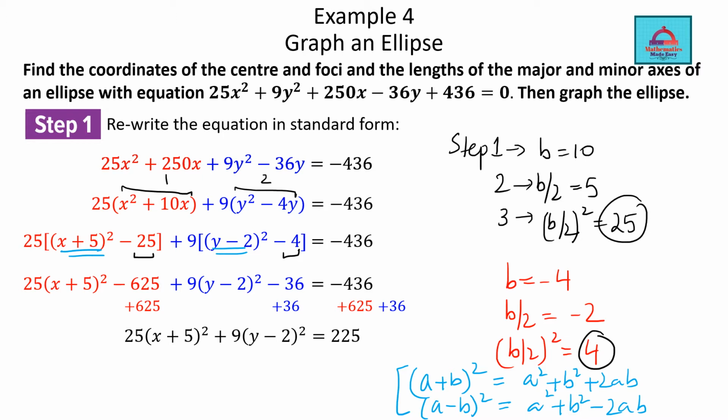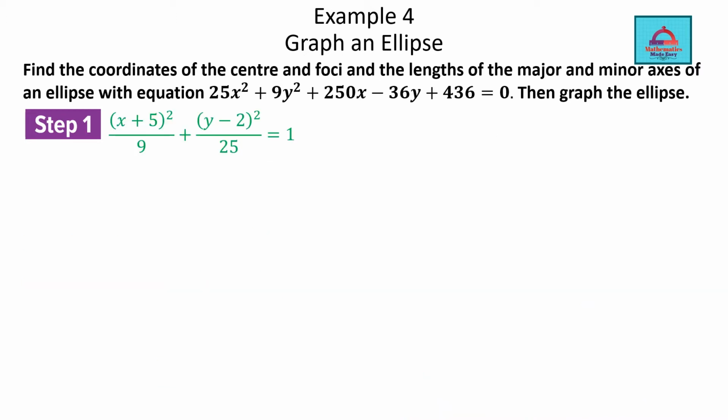So that always has on the right side number 1. That means we need to divide now by 225 so that the right side becomes 1, and now you have your ellipse in standard form. Next step, now that you have got your ellipse in standard form, is step 2 where you need the center. I'll highlight. Then you need foci, you need the length of major and the minor axis of the ellipse.